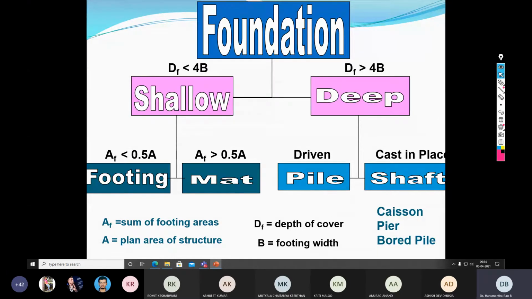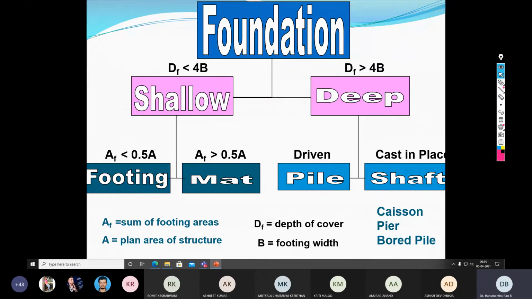However, such a classification system was later refined, and they said if Df by B is less than 4, then it can be called a shallow foundation, and if Df by B is greater than 4, then that can be called a deep foundation. And in shallow foundation, we have seen a variety of footings as well as the mat foundation, that is called a raft foundation.